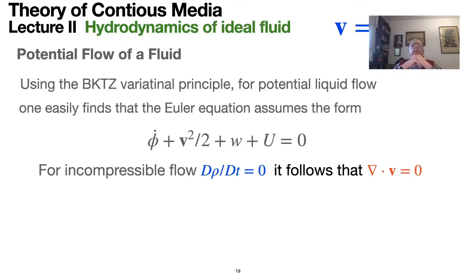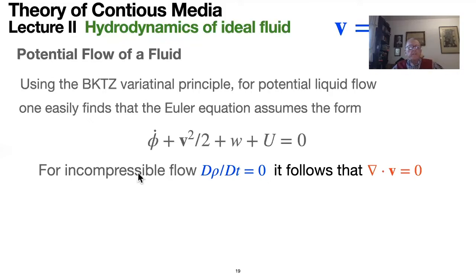Now, the definition of an incompressible fluid is that the convective time derivative of the density stays equal to zero, that the density doesn't change with the flow of the liquid. So if you recall the definition of a convective time derivative, you easily will find out that the assumption that the density is constant means that the divergence of the velocity field is equal to zero. So we know that the velocity is a gradient of a velocity potential, and we know that the divergence of the velocity is equal to zero.